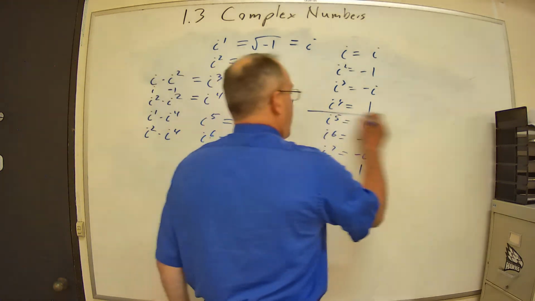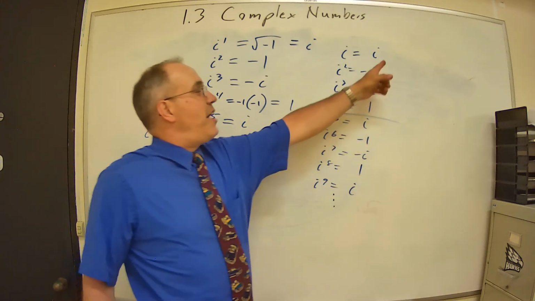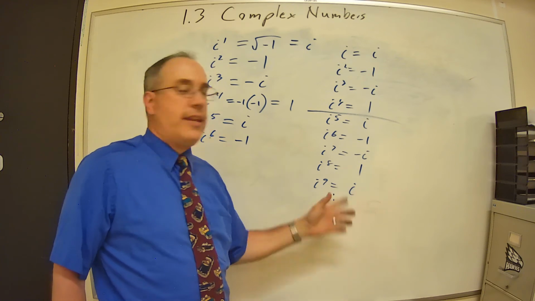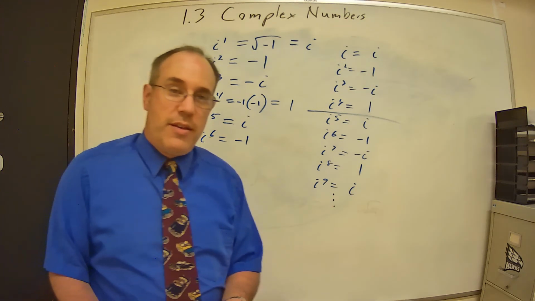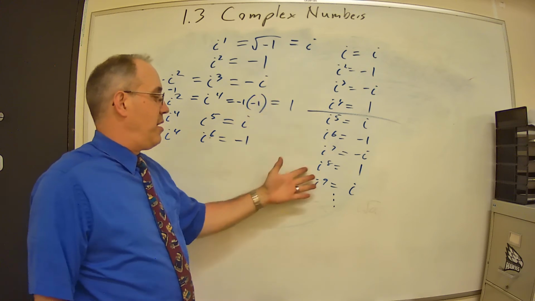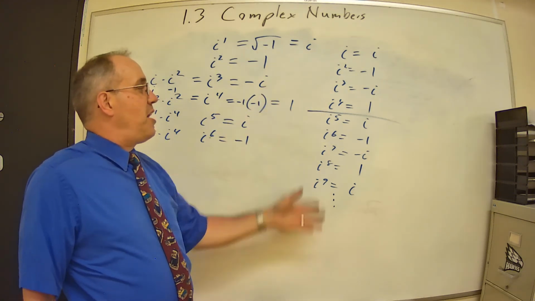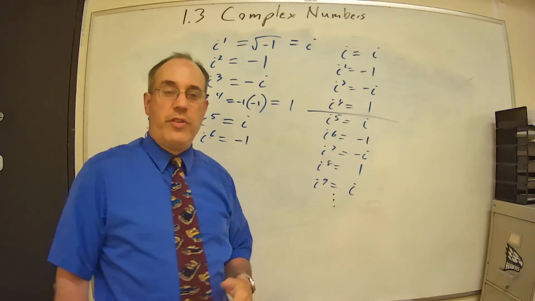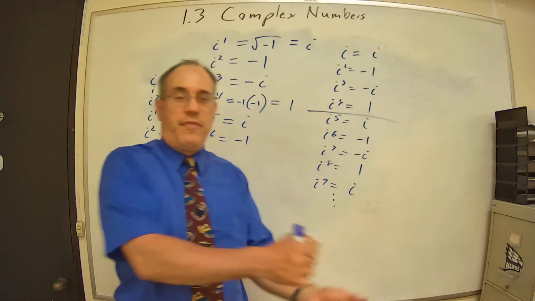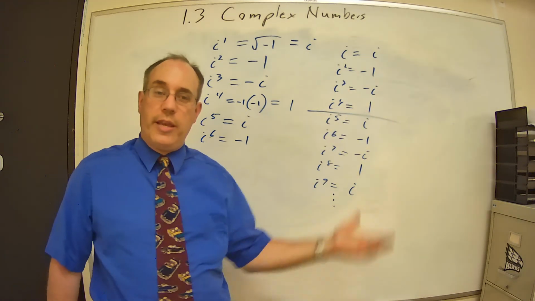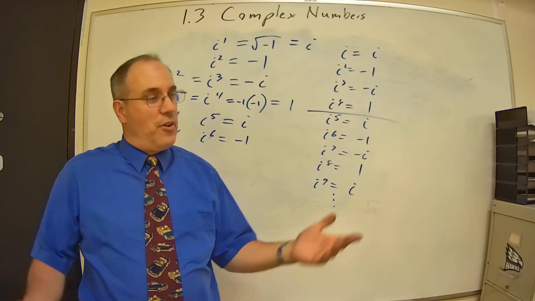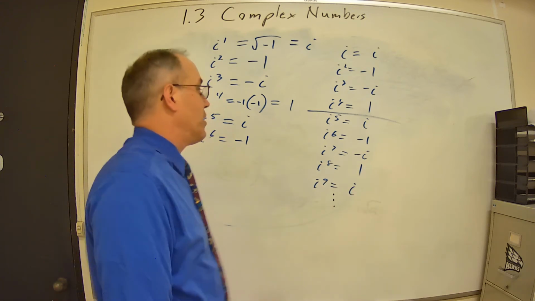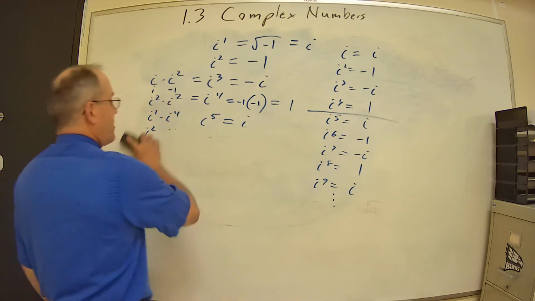So you can see that we have a pattern: i, -1, -i, 1. i, -1, -i, 1. i, etc. So basically, since we can break these up into i to the 4th times something, anytime you have a power greater than 4, start pulling out groupings of i to the 4th. Every time you do, you're pulling out a 1. You factor out a 1, you're left with what's over, but it doesn't change the value. So let's look at what that does for us.